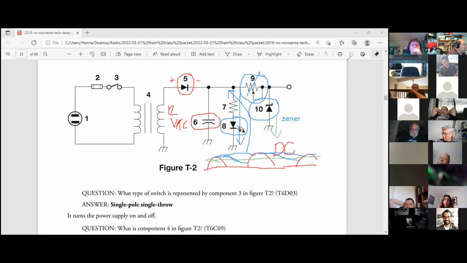Okay, next. Okay, you drew an arrow through your number 9 resistor to show that it is a potentiometer. The way that they drew it, it's also a potentiometer. So that's why I did it that way. There's 2 different ways to draw the potentiometer.